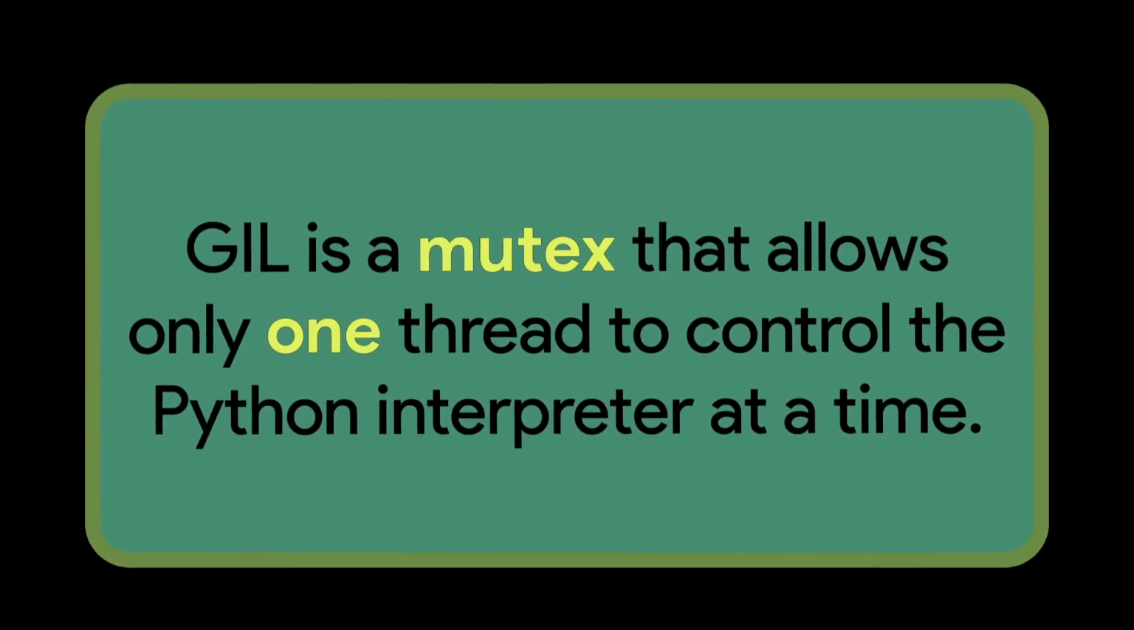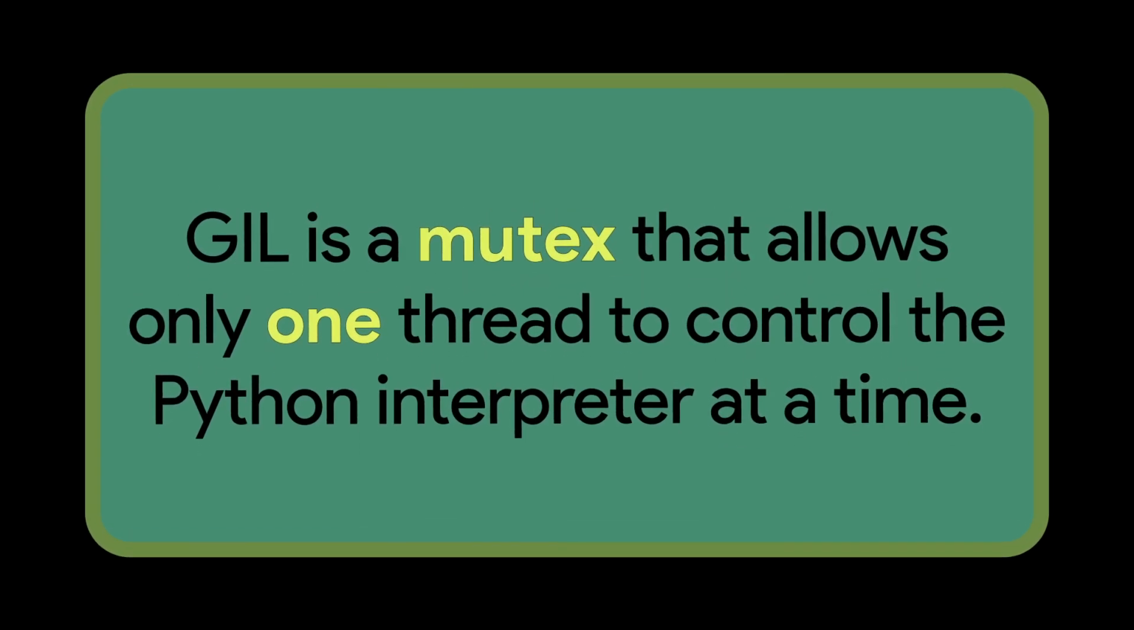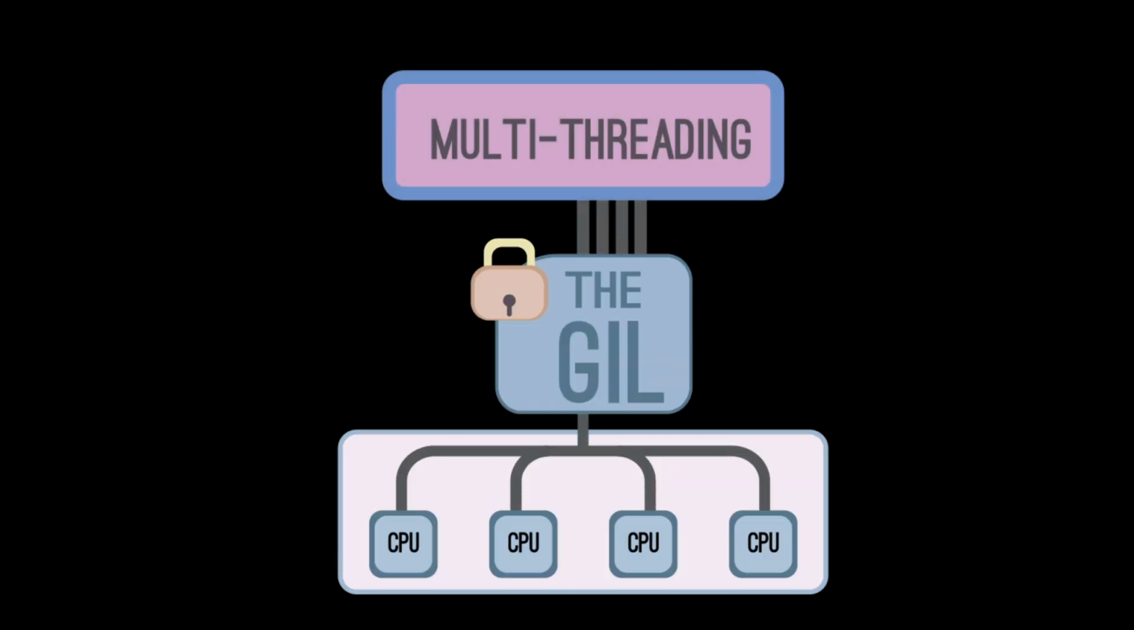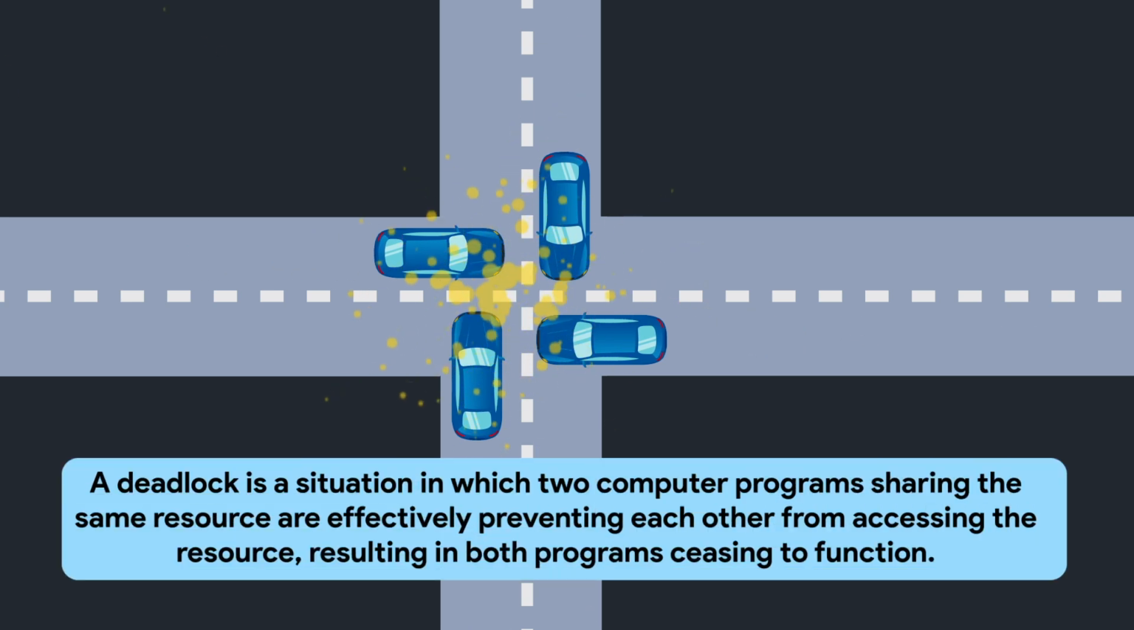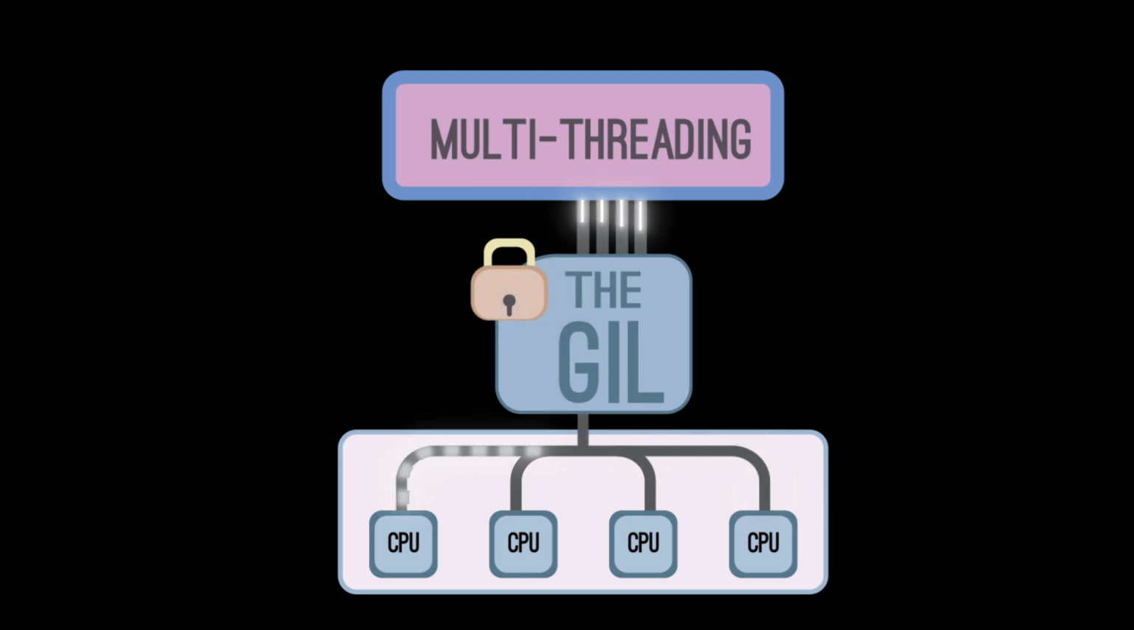Official Python documentation states that GIL is a mutex that allows only one thread to control the Python interpreter at a time. This means that even in a multi-threaded Python program, only one thread can execute Python bytecode at any given moment. The GIL is designed to prevent deadlocks and ensure thread safety, but it also means that CPU-bound Python programs are effectively single-threaded. Oh, that's heavy stuff.